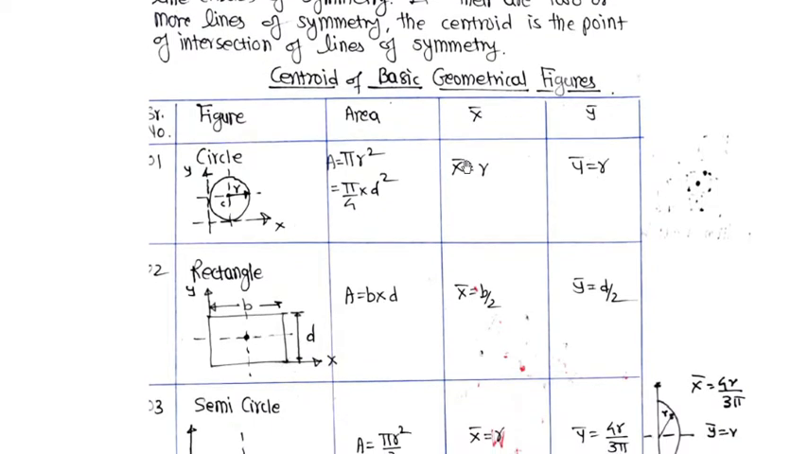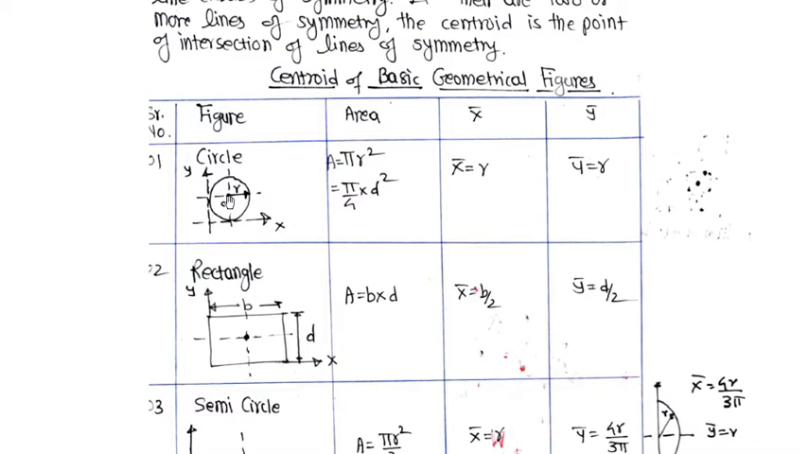Here I have prepared a table with serial number, figure, area, x bar and y bar. x bar and y bar are already defined. So, let us start with the circle. This is a basic geometrical figure. This circle is placed in the first quadrant, this is the x axis, this is the y axis. As per our procedure, first we will draw the line of symmetry. For a circle, any number of lines can be drawn, and all these lines will pass through its center.